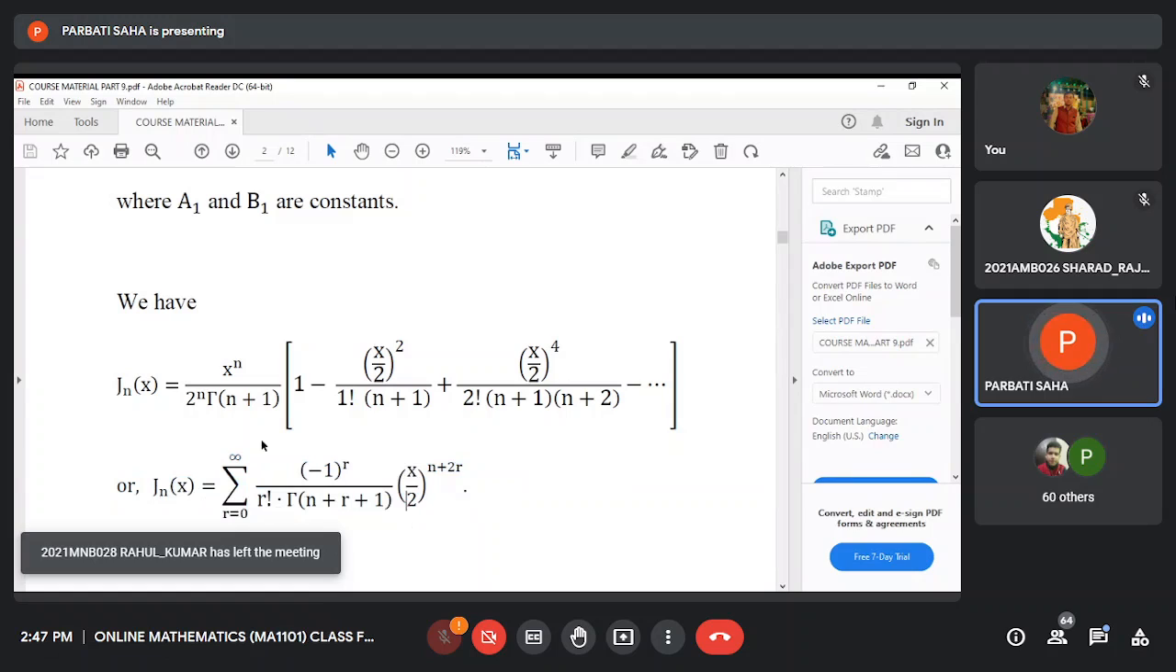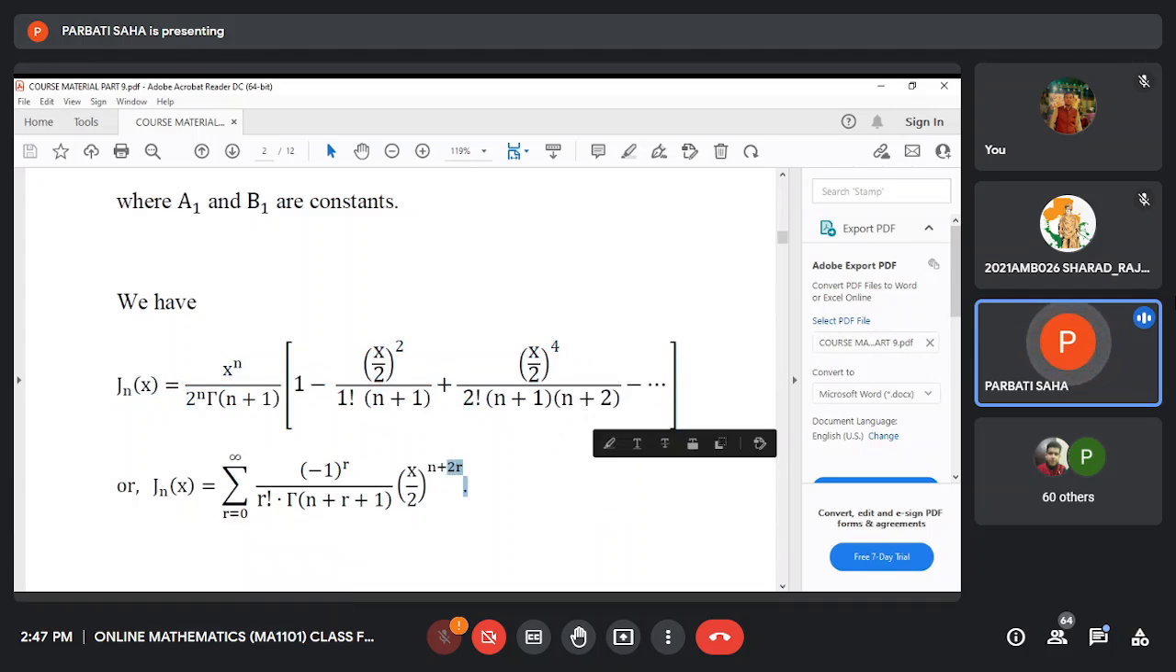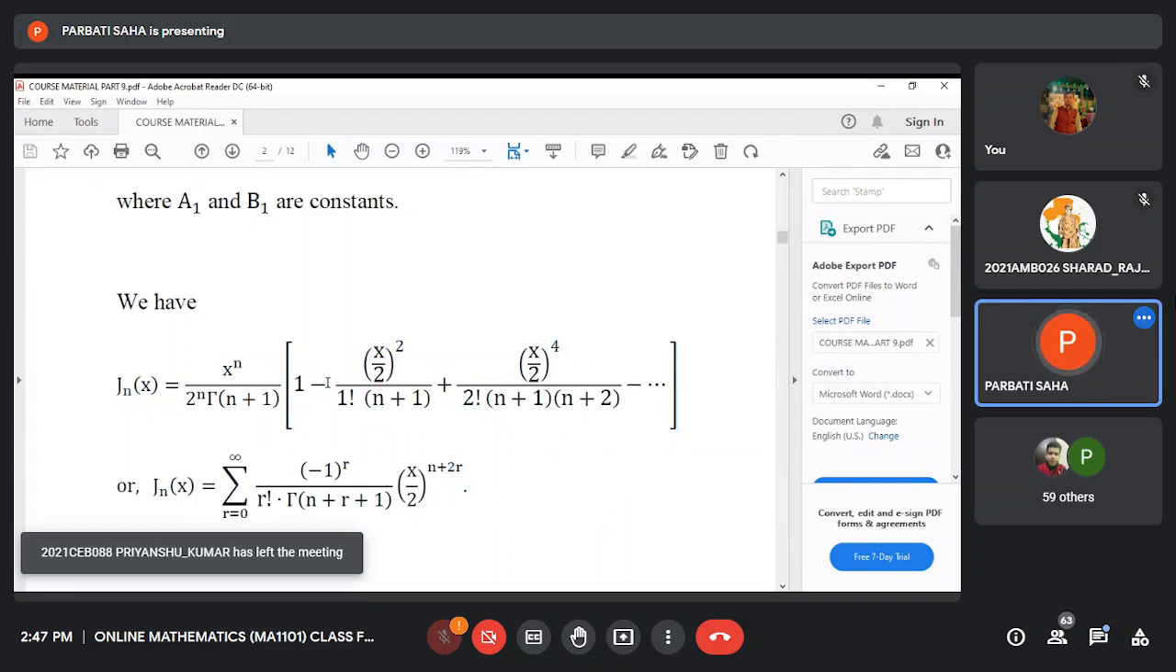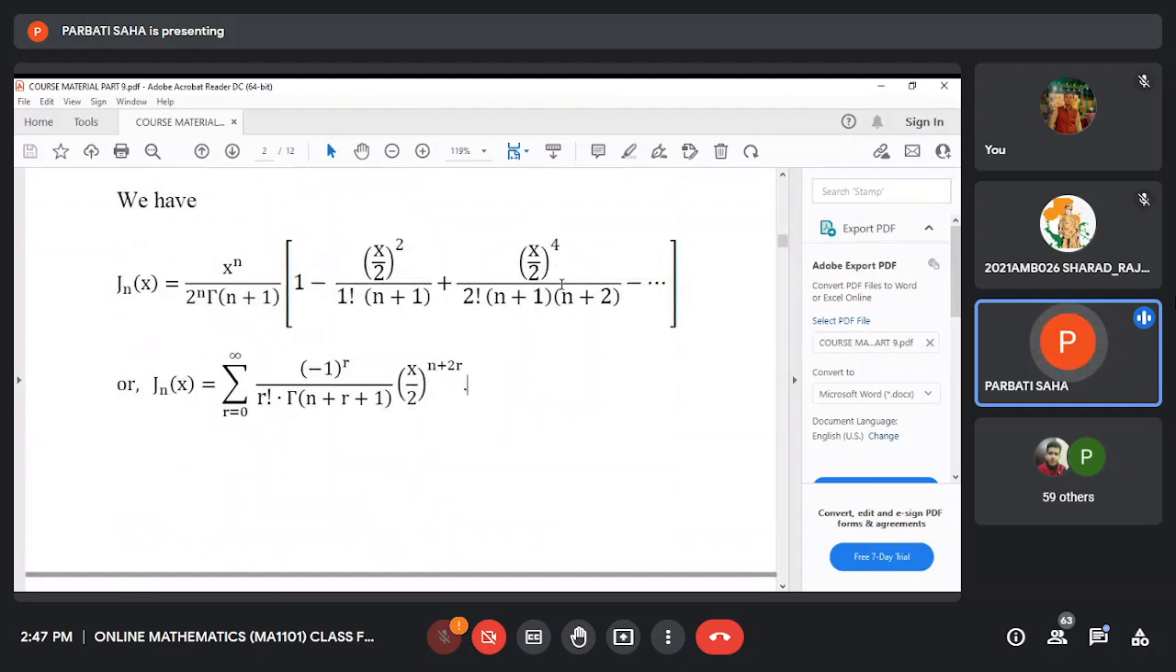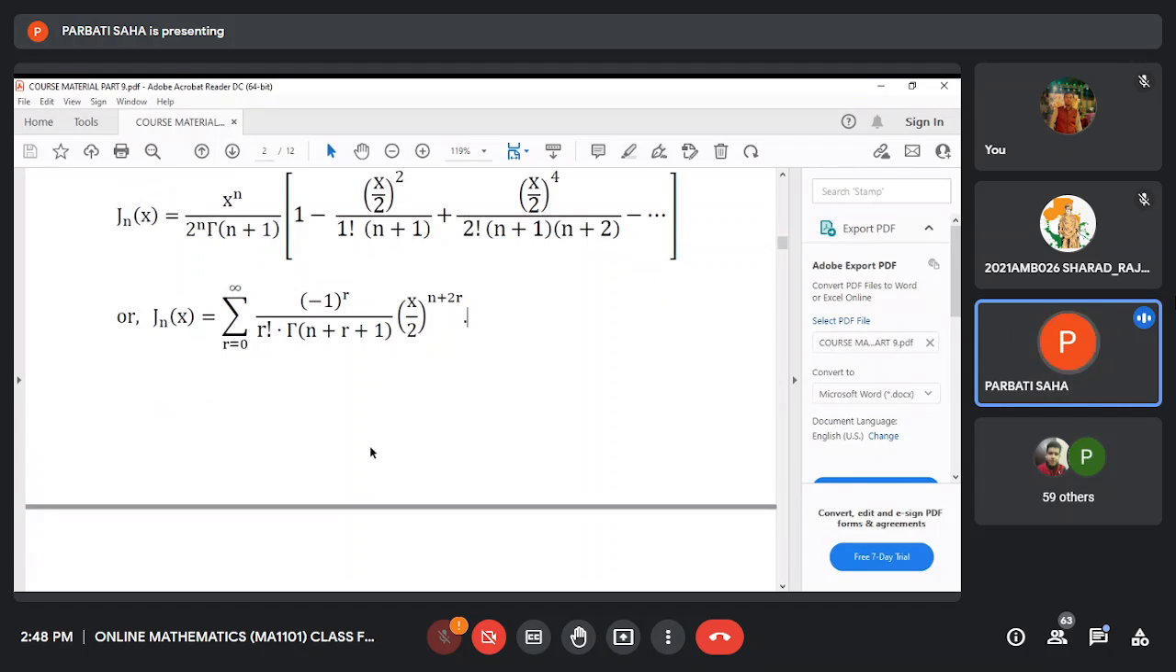You may express Jn(x) in a compact form using the summation notation. Sometimes we need this form also. So we should know the form of Jn(x), either the expansion or the summation form. Jn(x) is this infinite series, which can be written using the sigma symbol. I think you should remember what Jn(x) is.